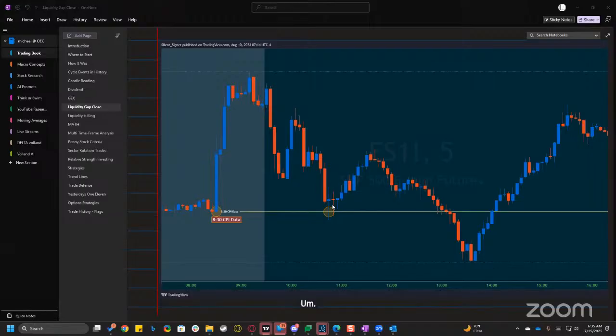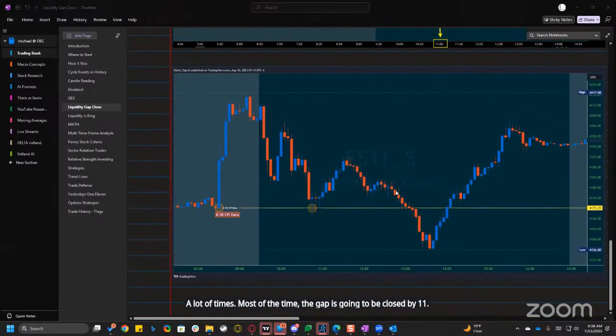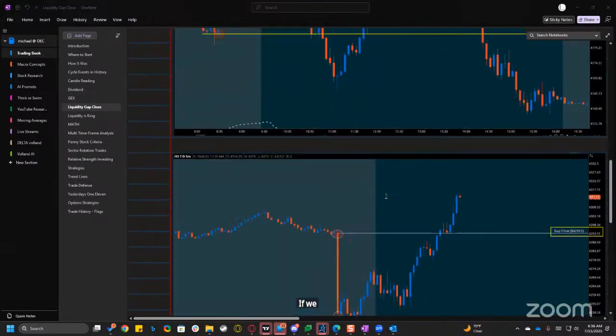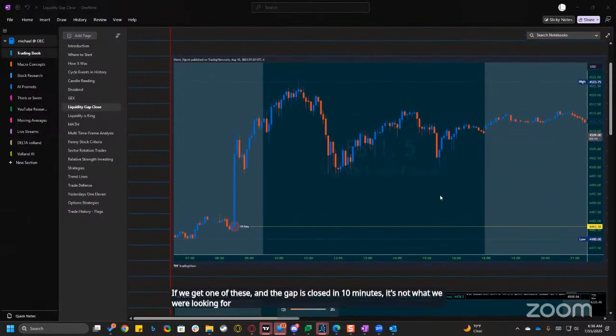One of the things you'll notice is when we get these gaps and we get them closed, the 8:30 gap, a lot of times, most of the time, the gap is going to be closed by 11. If we get one of these and the gap is closed in 10 minutes, it's not what we were looking for. At least it wasn't what I was looking for.